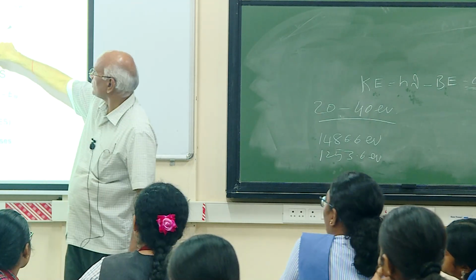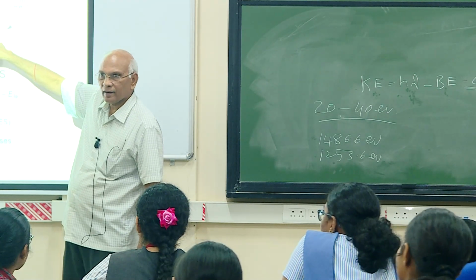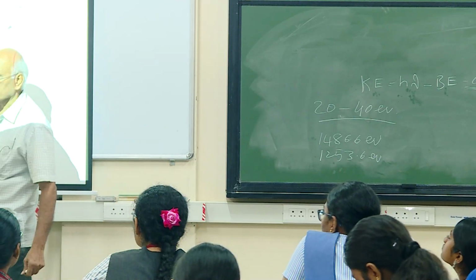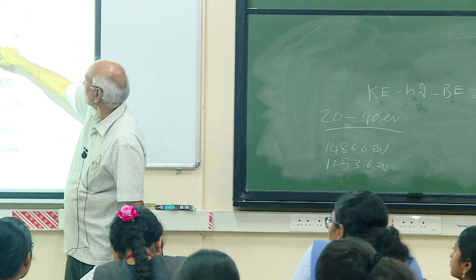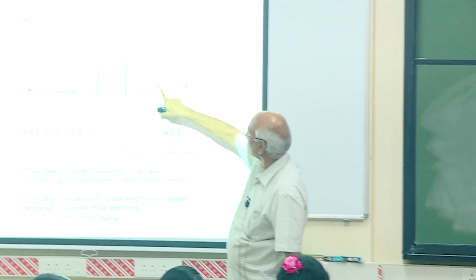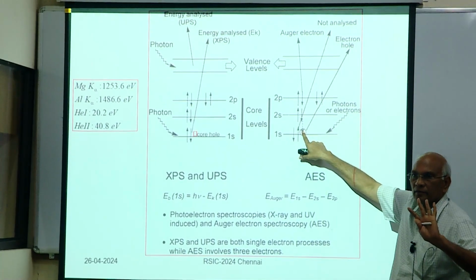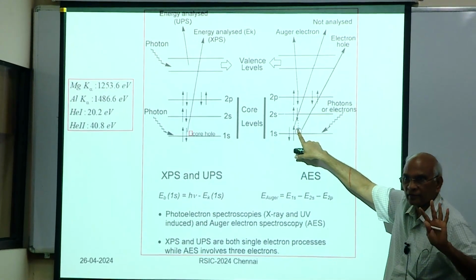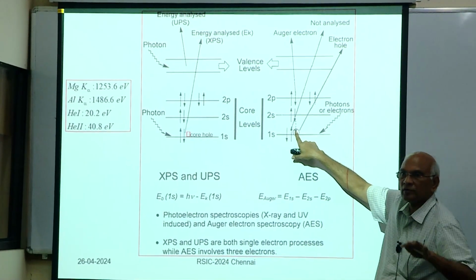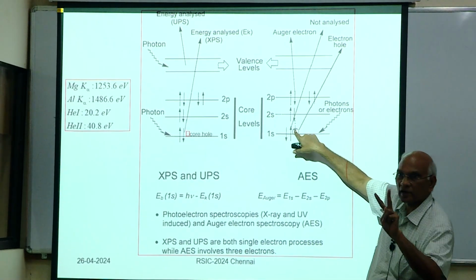So what you have is that you remove an electron from the core level, which you are doing here. Same thing. Now, once this goes away, you have a core hole. The atom is now unstable in an excited state. So it has to relax. The way to relax is, there are two ways of relaxing.